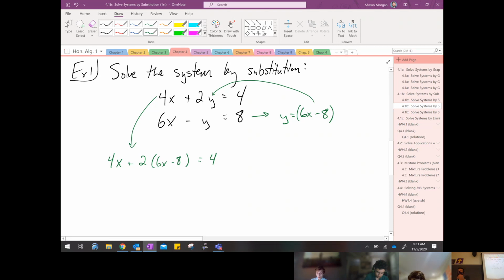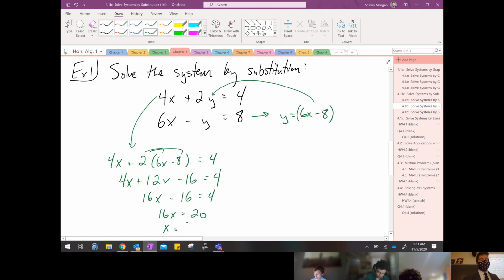Okay, so we took the y variable, isolated it in the second equation, we plugged it into the first equation, and now we can combine like terms and we can solve. This is where you guys are off to the races and you're running with it. Distribute that 2. We get 4x plus 12x minus 16. And then we say, hey, let's combine our x terms. What do we get? 16x minus 16. Add 16 to both sides, we get 20 on the right side. Divide both sides by 16, and we get 5/4. x equals 5/4.